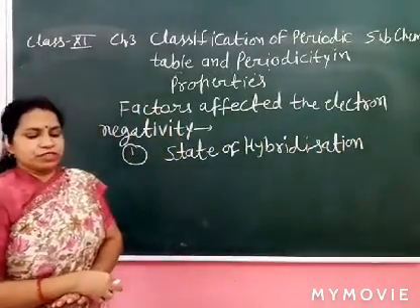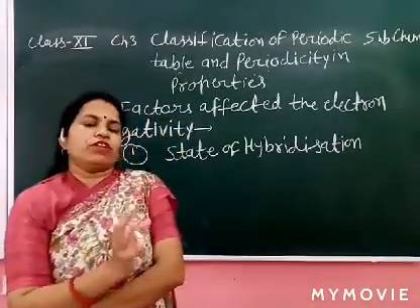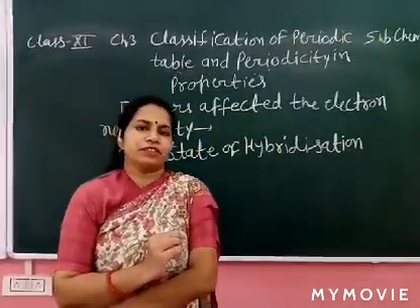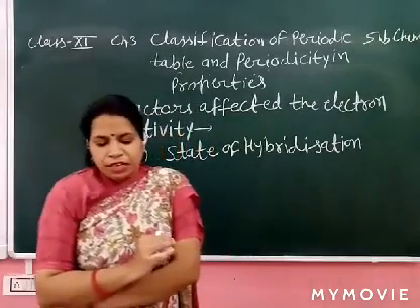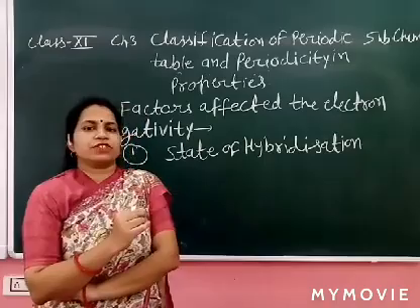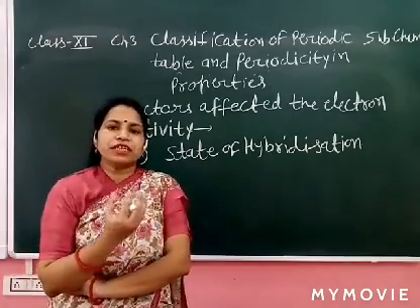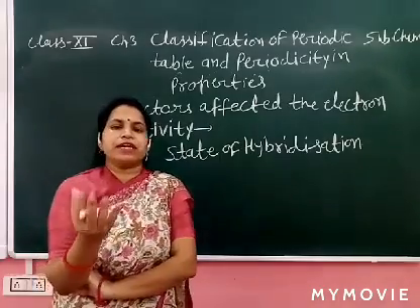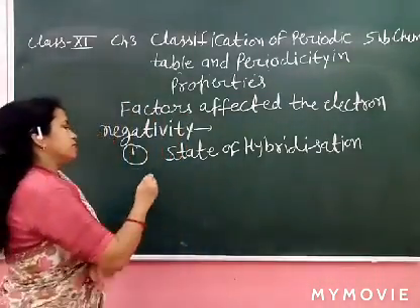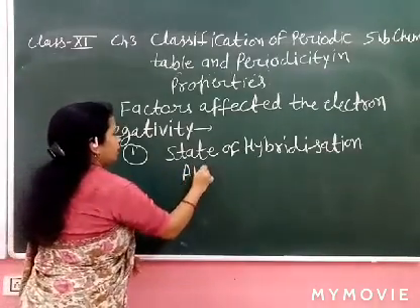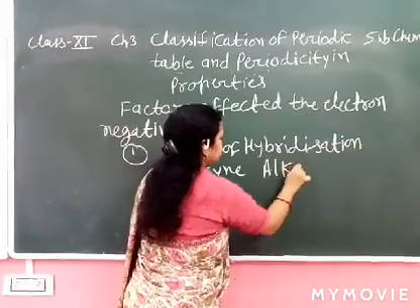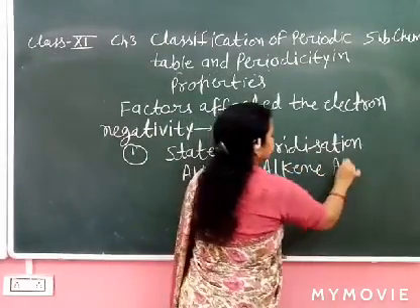State of hybridization: the electronegativity of an atom increases with increase in the s character, because the s orbital is nearest to the nucleus. So electronegativity is increased. It means the atom attracts the electron more powerfully. For example, alkyne, alkene and alkane.